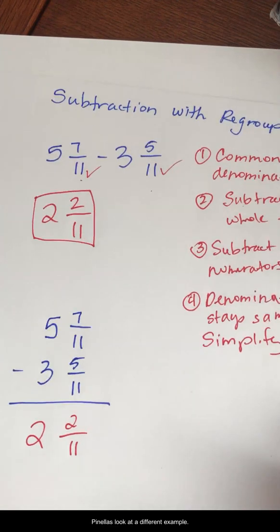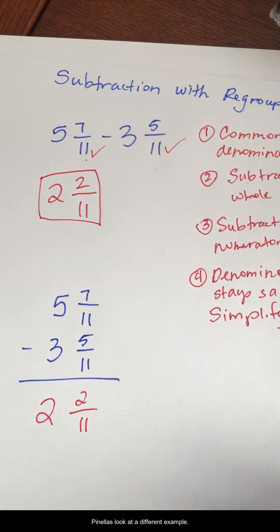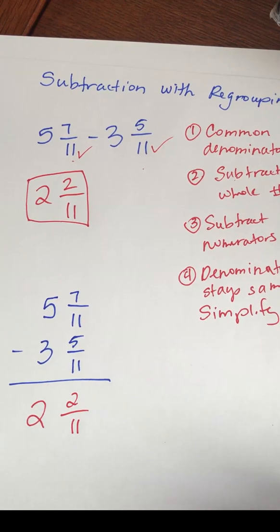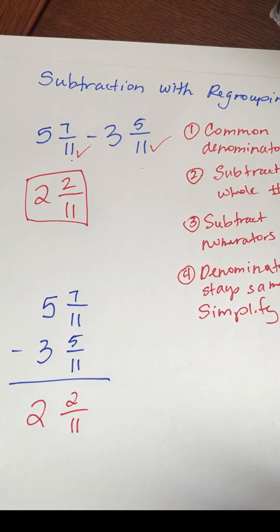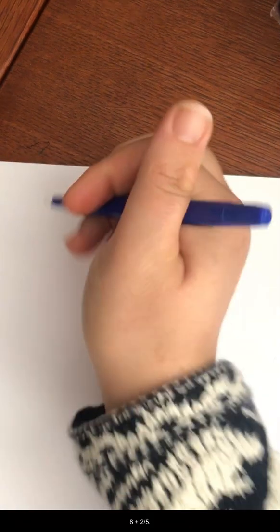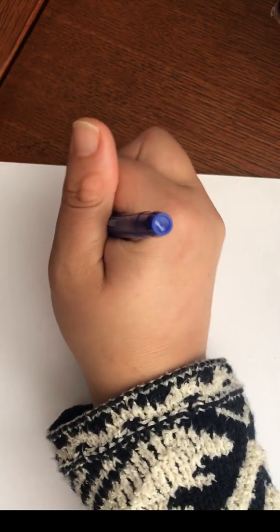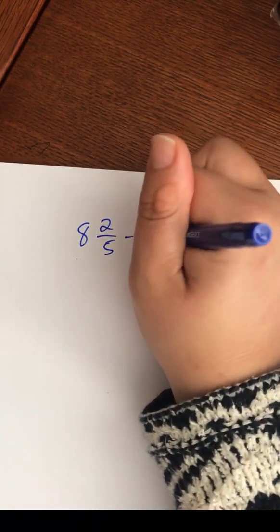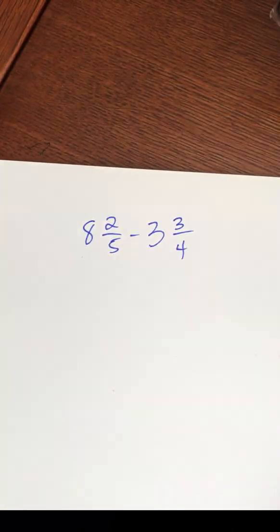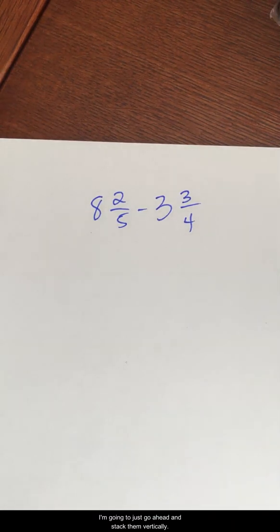Okay, so now let's look at a different example. So we have 8 2/5 minus 3 3/4. Okay. I'm going to just go ahead and stack them vertically.